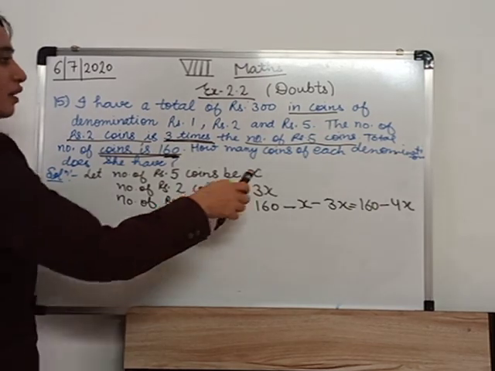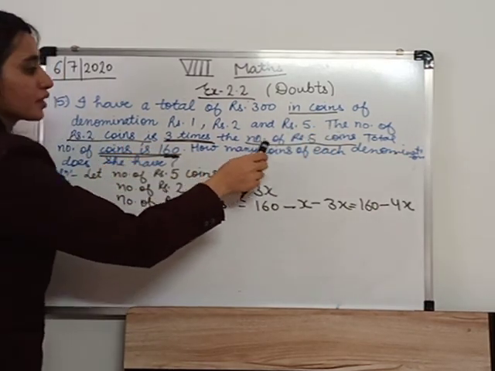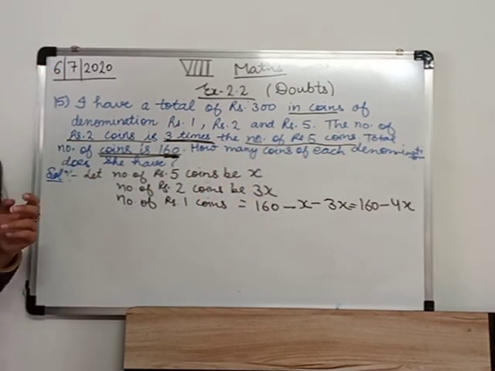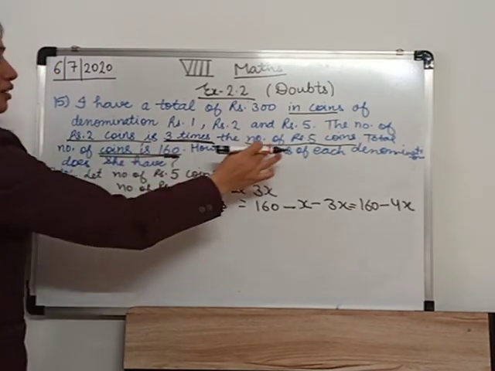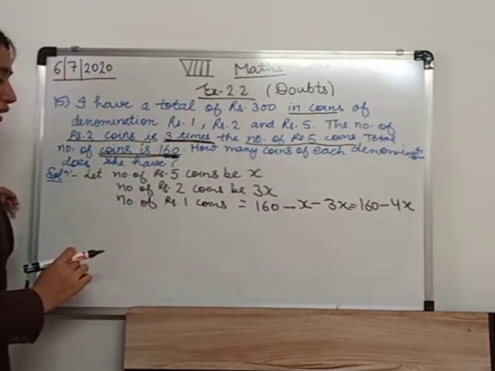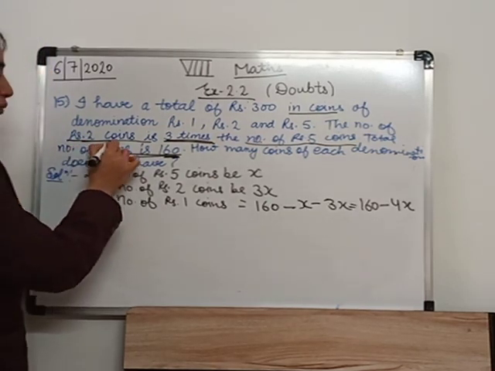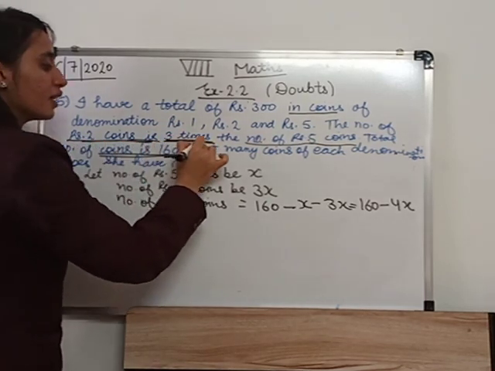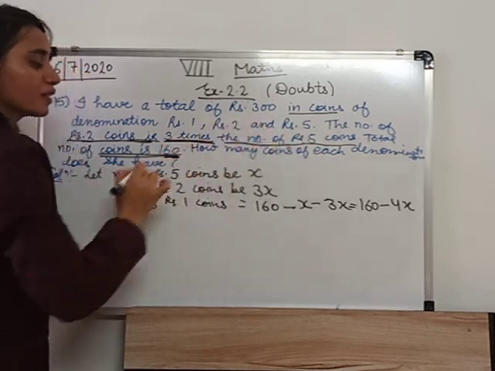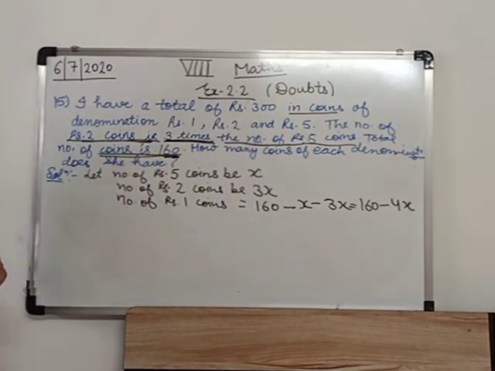See again, the number of rupees 2 coins is 3 times the number of rupees 5 coins. So first consider the number of 5 coins. Let the number of 5 coins be x, then the number of rupees 2 coins is 3x because the number of rupees 2 coins is 3 times the number of rupees 5 coins. Now the total coins is 160.